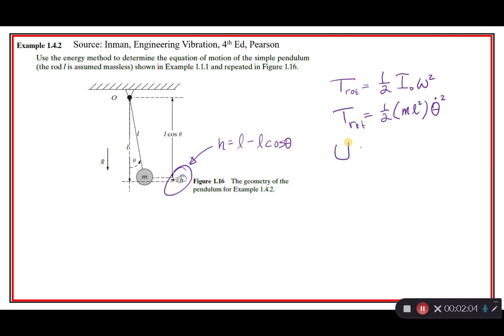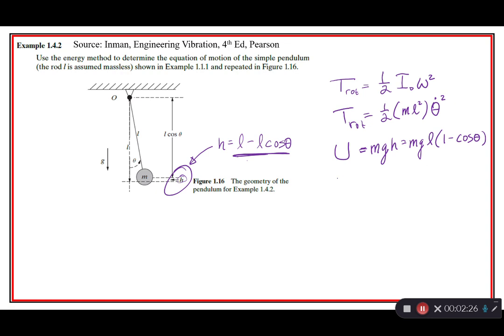We could also go to here. The potential energy is mgh, which I just established that height is going to be L times 1 minus cosine of theta. It's the same thing, I just pulled the L out.